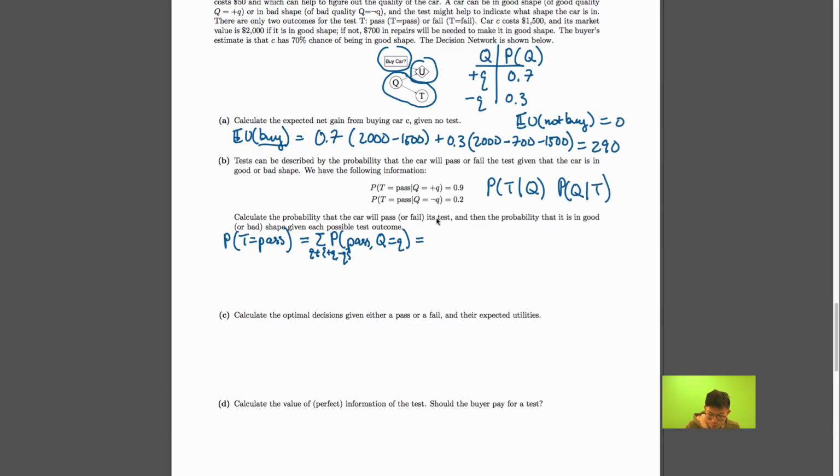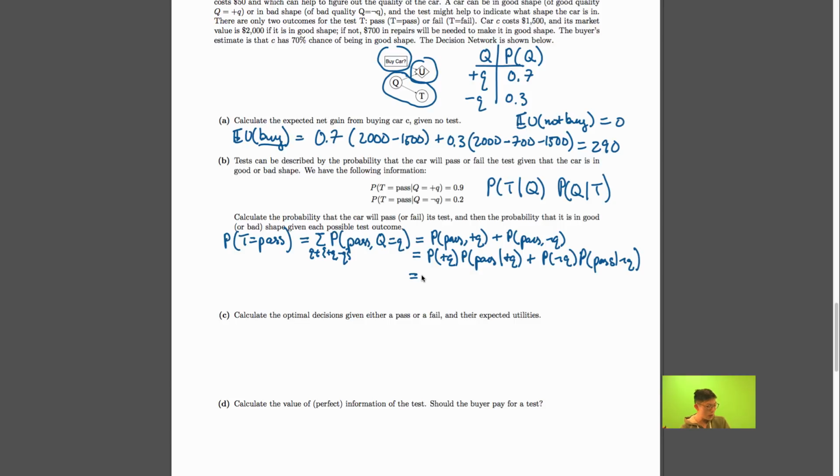I'll write out the sum. It will just be the probability of passing and plus q, plus the probability of passing and negative q, right? And this we'll just use the product rule, because what we know is the prior probability of passing times the probability of passing conditioned on the quality being good, and same for the other half. We know the prior probability of it not being a good car, and the probability of it passing if it isn't.